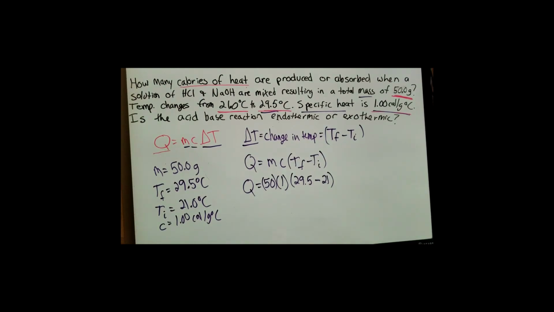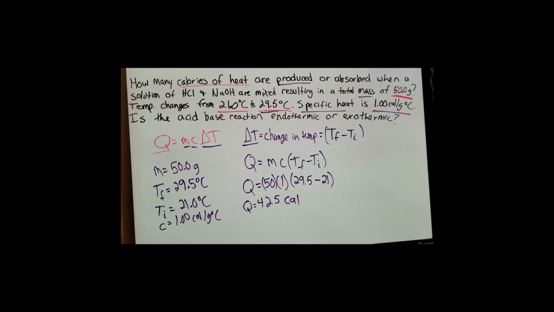So what are we looking at for sig figs? It's looking like 3 significant figures. So 425 calories are produced. Calories of heat are produced when we mix these two solutions.